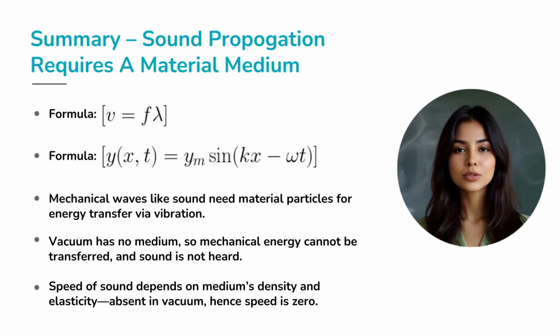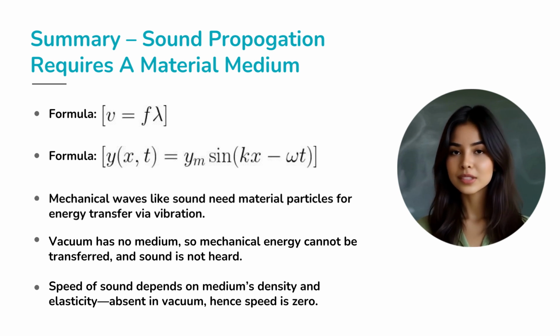Let's wrap up what we've learned today. Recall the relationship v equals f times lambda. Sound's velocity equals frequency multiplied by wavelength. We also saw the displacement equation y(x,t) = y_m sin(kx - ωt), describing particle oscillations. Mechanical waves like sound need matter, particles vibrating and passing energy along. No matter means no transmission.